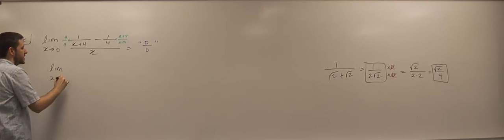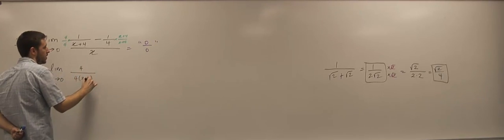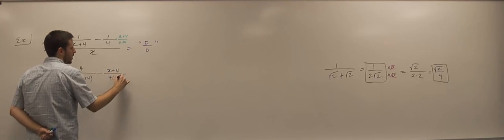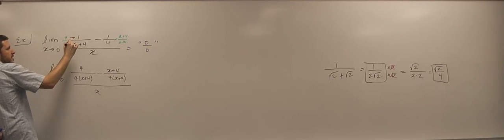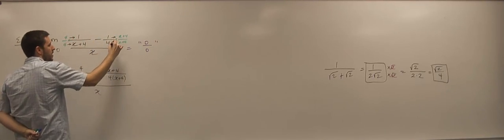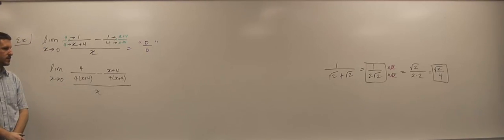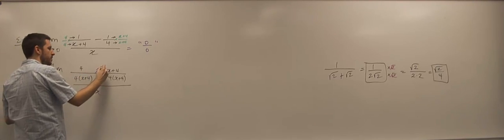This will become the limit as x goes to 0 of 4 over 4 times x plus 4, minus x plus 4 over 4 times x plus 4, all over x. So all I did was multiply straight across here. In the bottom I didn't bother multiplying because hopefully something's going to cancel. Now you actually have to combine these. Be careful when you combine this, negative gets distributed, right?